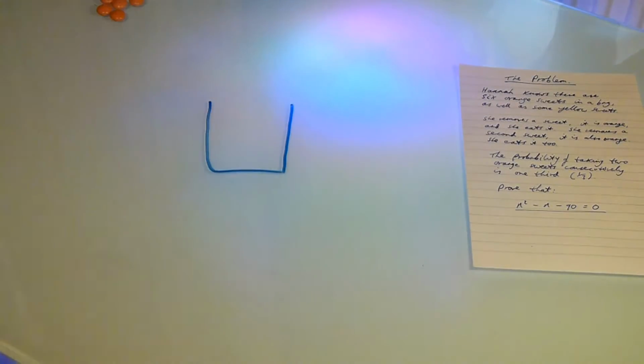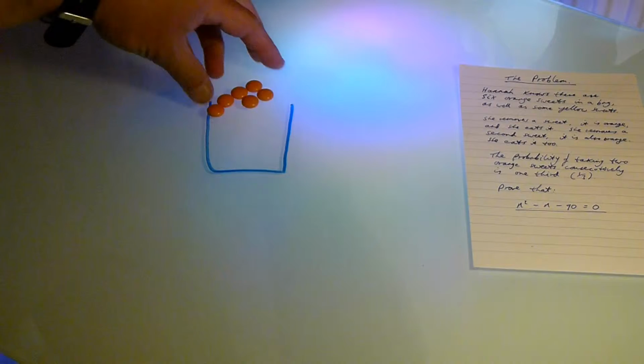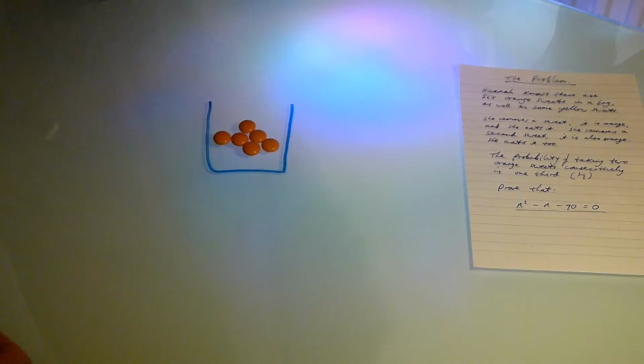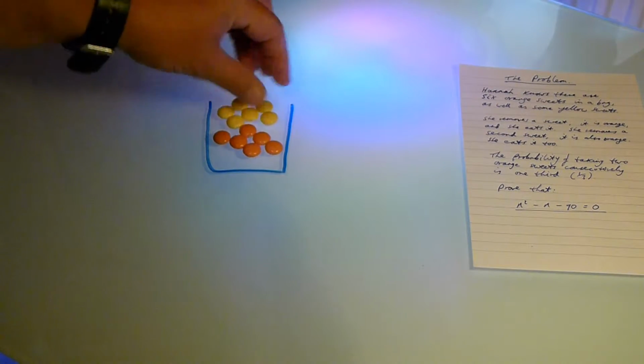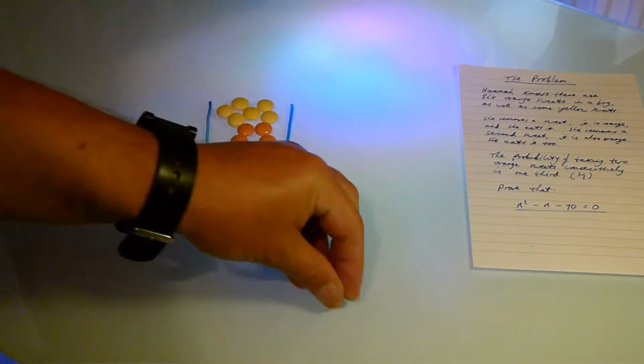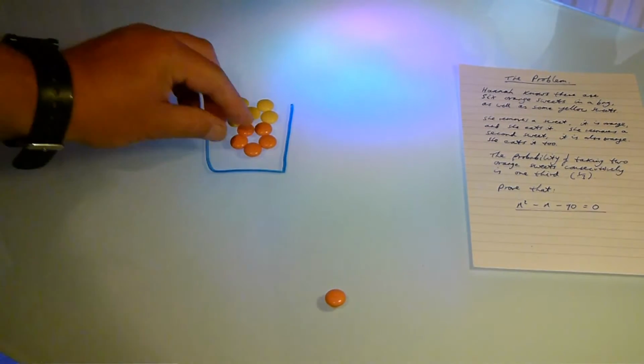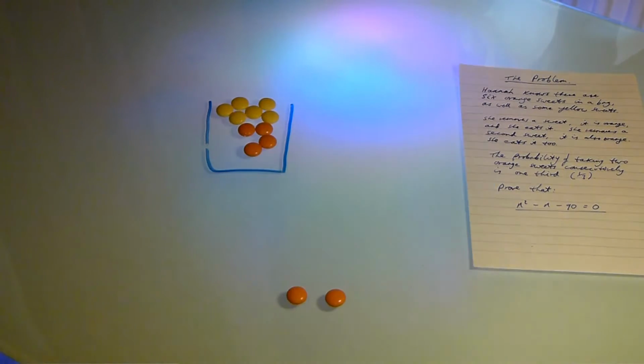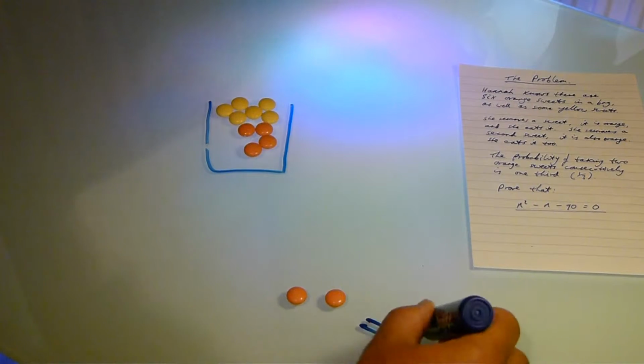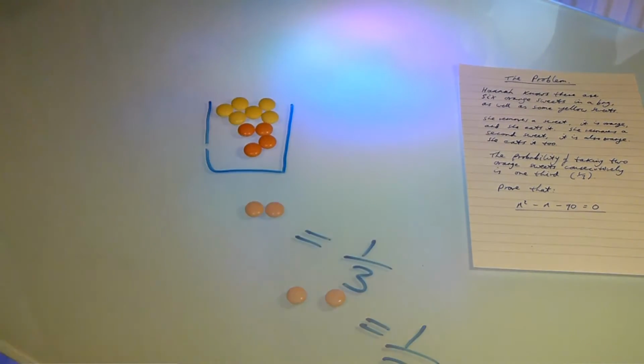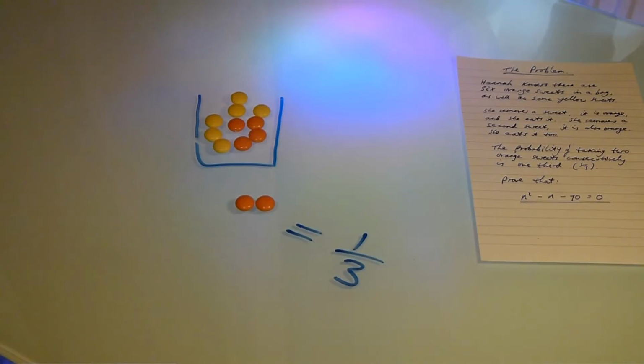There's the bag. We know there are 6 orange sweets in the bag, and we know there are some yellow ones. We don't know how many there are, but we do know that when she takes 1 sweet out and then takes out 2 sweets, the probability of that equals 1/3. How about that? Let's back up a bit.